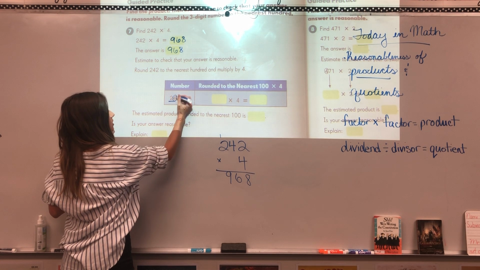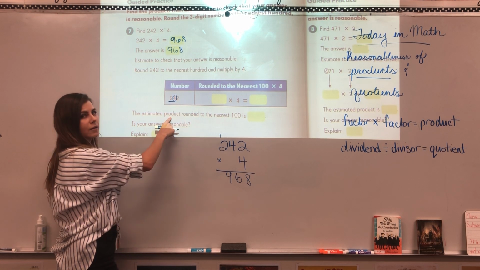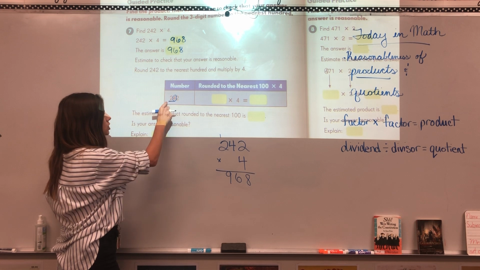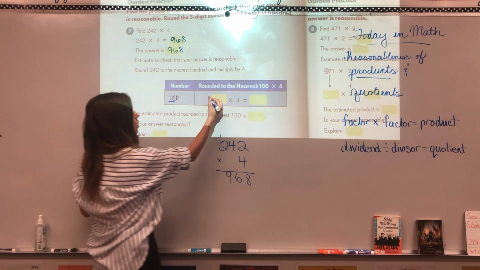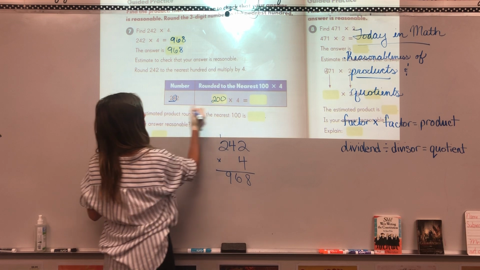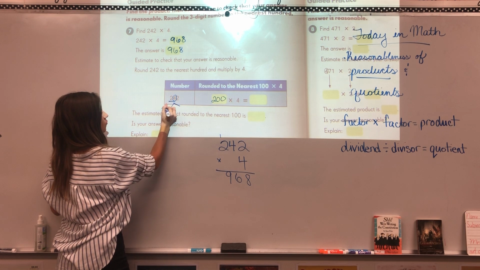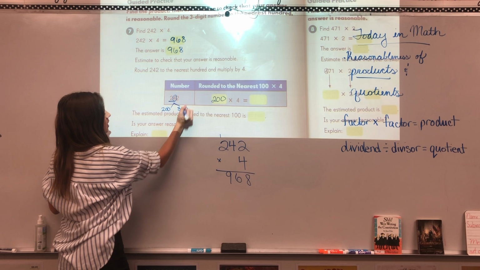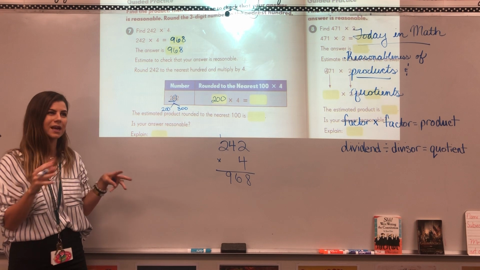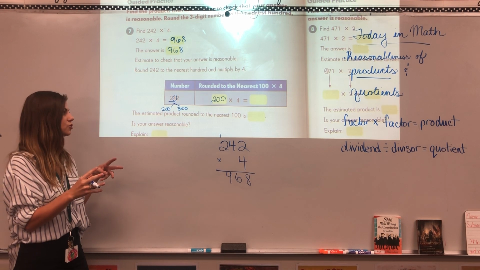Circle the 4, the digit to the right. 4 or less, let it rest. It's a 4, so we let it rest. 242 rounds to 200. What we're saying here is that 242 is closer to 200 than it is to 300. That's what rounding is. We're trying to see which one it's closer to.